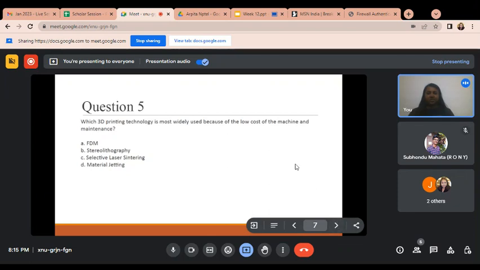Next question is question number 5. Which 3D printing technology is most widely used because of low cost of the machine and maintenance cost actually? The first option is FDM, the second option is stereolithography, the third option is selective laser sintering, and the fourth option is material jetting. Take your time and then try to give the answer.